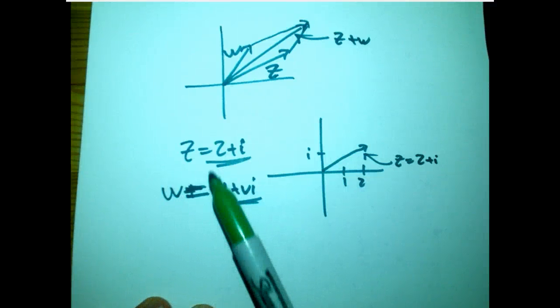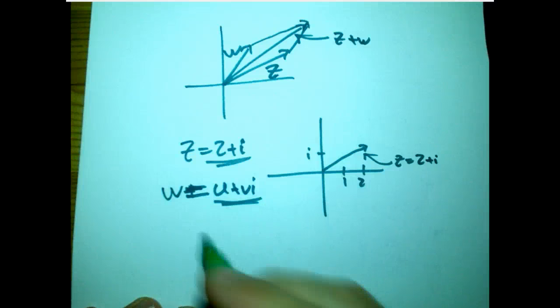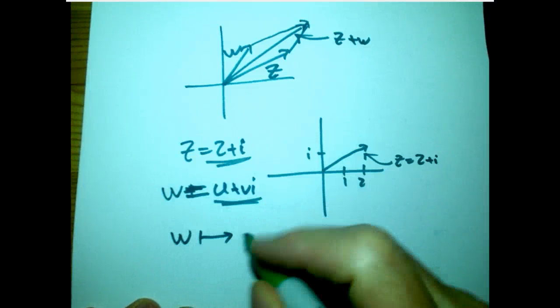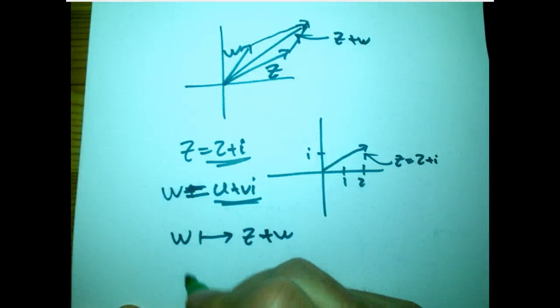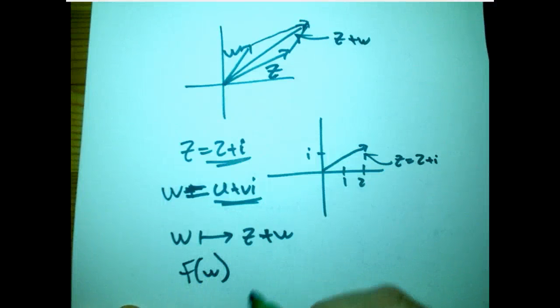What happens to w when I add z to it? So I'm going to take w and replace it with z plus w. And that's a function, or I could call it f of w, for example. If I wanted to, I could decorate it with f sub z. Okay. What does that do geometrically?